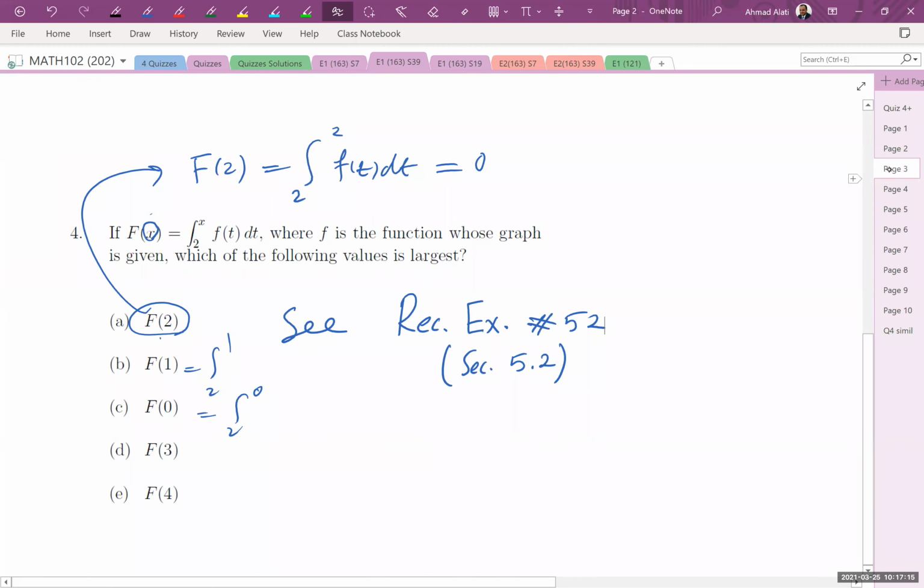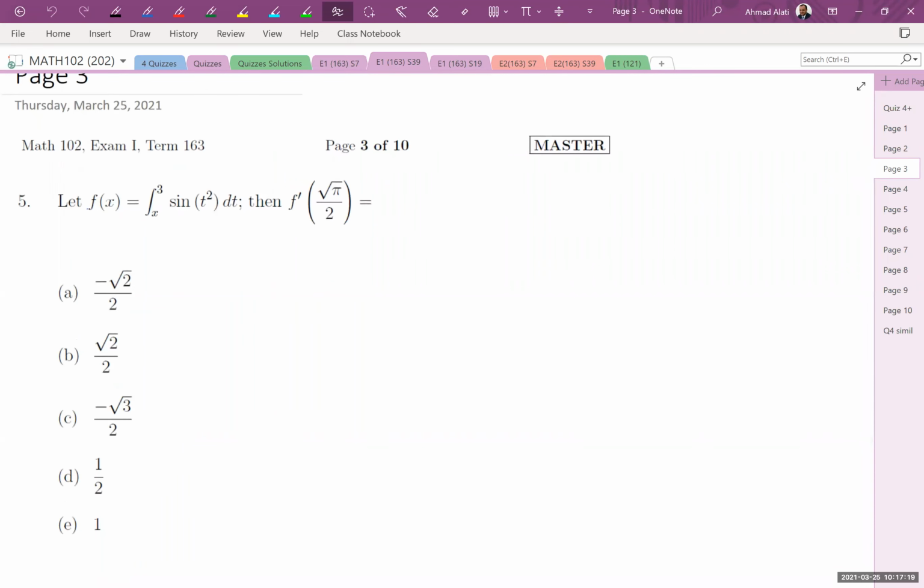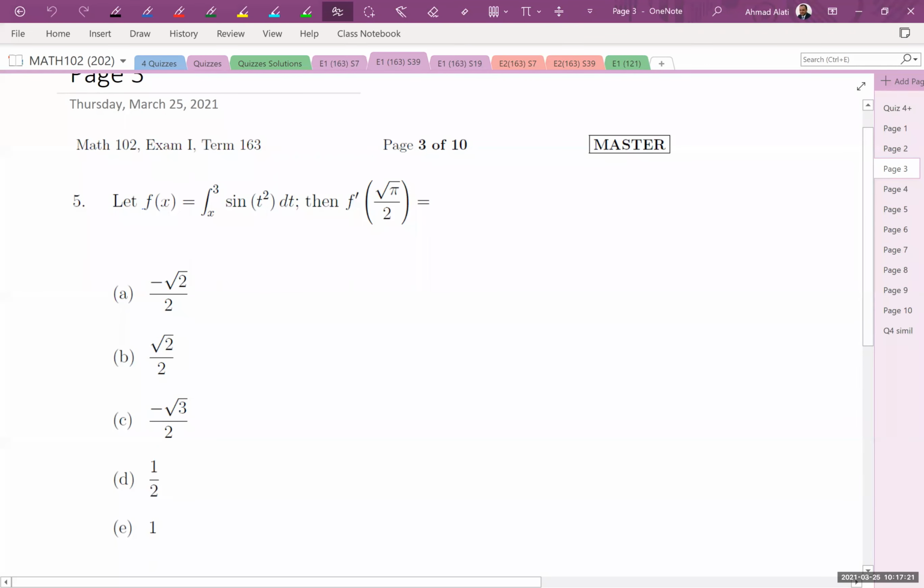Okay, let's go to the next question. How to evaluate this integral? It is about the fundamental theorem of calculus. You have F(x) as an integral, so you need to find the derivative. You know, Shabab, that when you have the integral from a to x of f(t) dt, its derivative with respect to x is equal to f(x). Is that right?